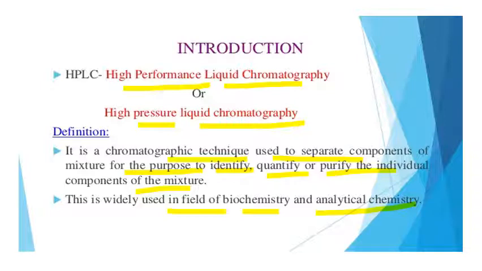So we can say it's an analytical technique used to separate out the components or identify the components in a mixture by applying high pressure. That's why it is called high pressure liquid chromatography. So high performance is related to the high pressure. How much high pressure is required for this chromatography? It is about 4000 to 6000 psi.